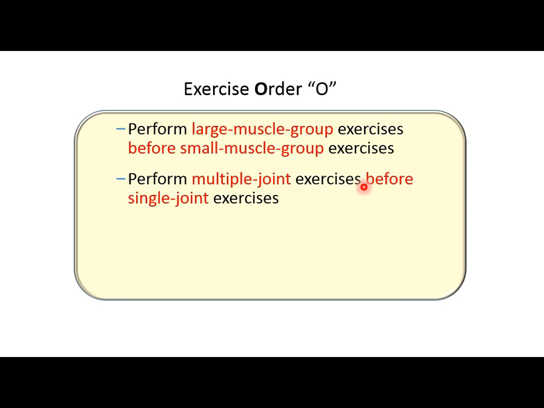You'd want to do squats first, deadlifts first, bench presses first, before getting into the small muscle, single joint types of things like bicep curls and calf raises. And we commonly alternate between upper and lower body exercises as well. This is if you're doing a particular session in which you're doing total body lifts.